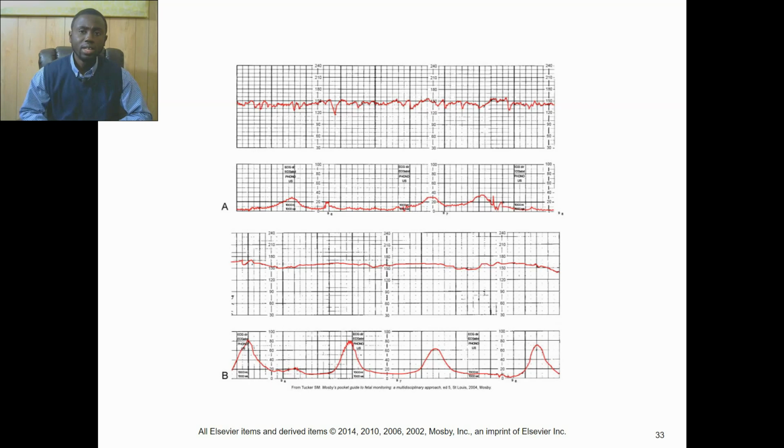If the test is suspicious or equivocal, then it means that there are prolonged variable or late decelerations occurring with less than 50% of the contractions, and this will mean that further evaluation is needed, either by prolonged monitoring or by repeating the testing the next day.